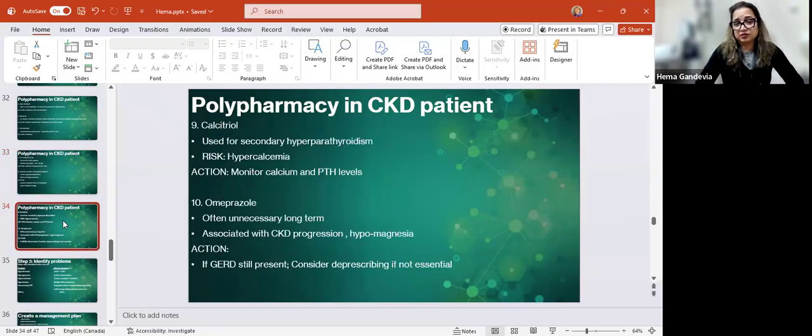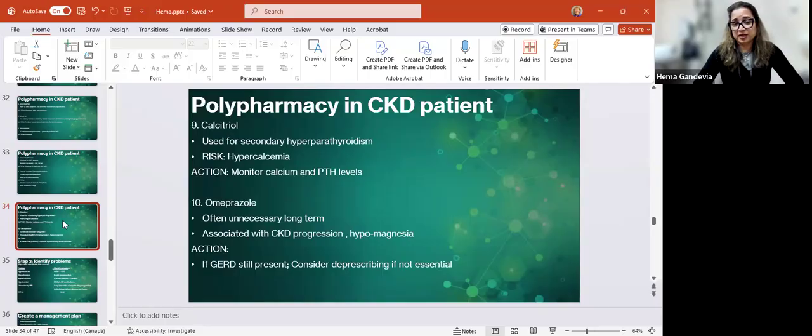Now, calcitriol is going to be used for secondary hyperparathyroidism in CKD patients. The risk is hypercalcemia. Again, one has to monitor calcium levels and PTH levels. If they are at acceptable levels, potentially pause this medication, and reinitiate it only when levels decline or the situation necessitates the use of calcitriol.